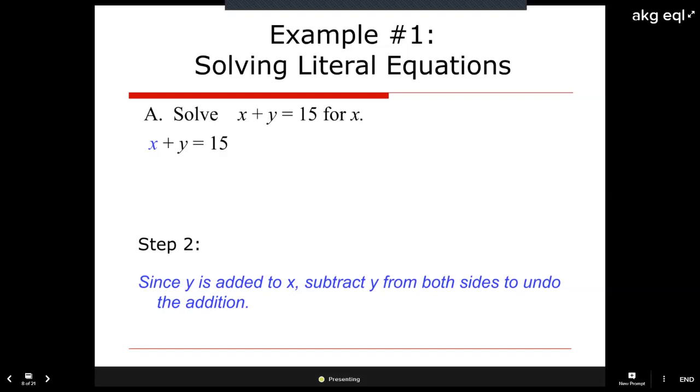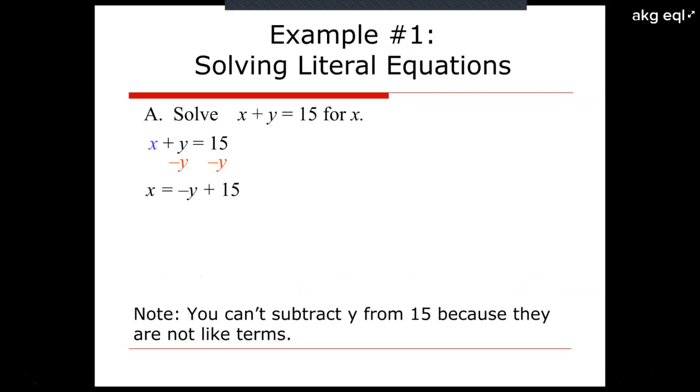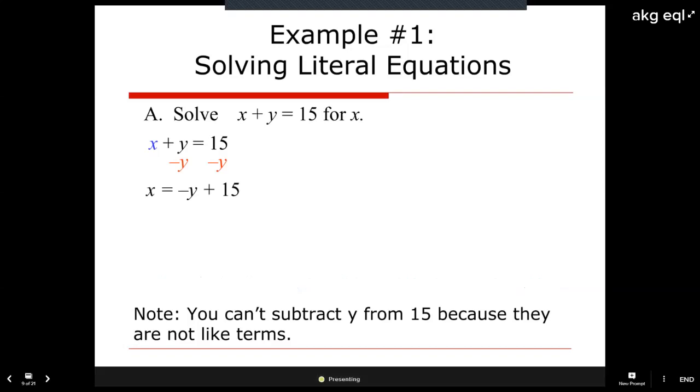So since y is added to x, we're going to subtract y from both sides to undo the addition. So we subtract y from both sides, and we get x equals negative y plus 15. You also could write it as 15 minus y. That's fine. But remember that the minus sign goes with the y. Don't do y minus 15. Got to keep the signs with the right term. And this will be your whole answer. Let me go back. I thought I had another slide for this. This will be your whole answer because you have x by itself and what it's equal to. It's on the other side.